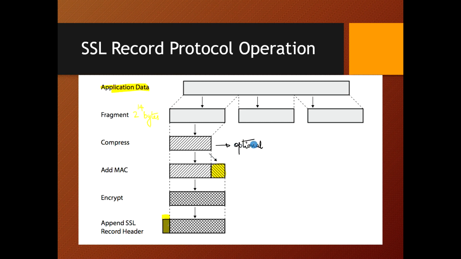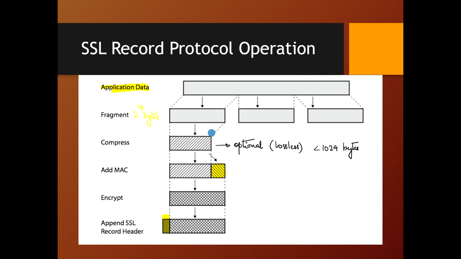The compression can be lossless compression, and this usually will not increase the content length by more than 1024 bytes. Usually when we refer to SSL version 3, they do not specify the type of the compression. So we consider the compression algorithm to be null.